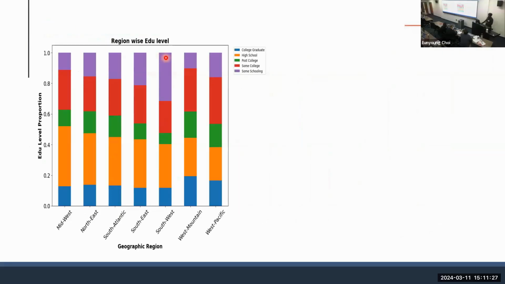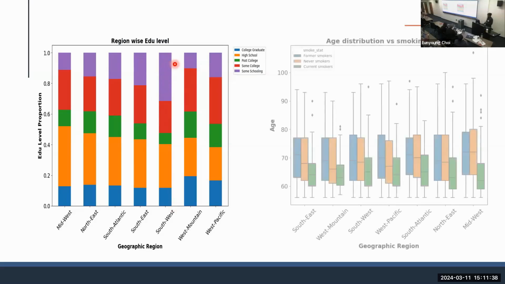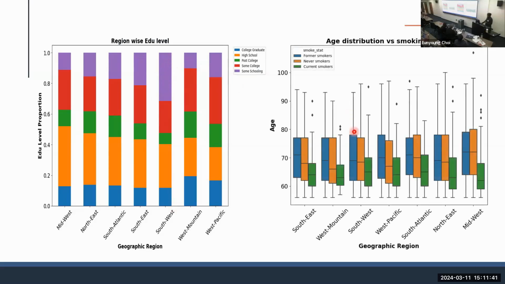This bar graph indicates region-wise education differences. The purple bars are the people who dropped out of school. So the Southwest has more school dropouts, approximately 25%. These multiple box plots indicate the distribution of age for current smokers, non-smokers, and former smokers for each of the regions. As we can see, the green box, which corresponds to current smokers, is well below the other 2 boxes, which indicates that people who are currently smoking are younger compared to non-smokers and former smokers.